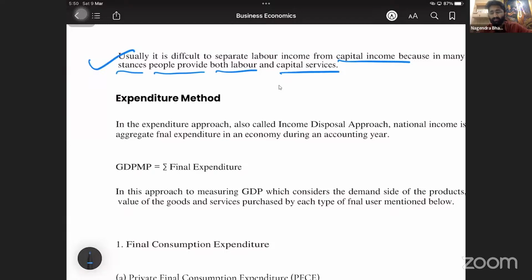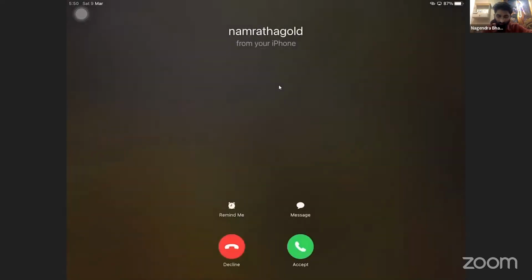So this is the income method. Basically, what is the income method, sir? The income of everyone is included. That is the income method.